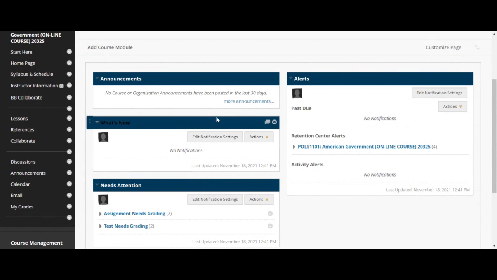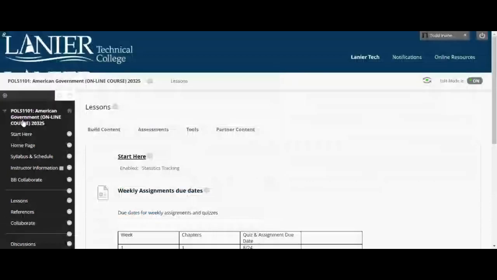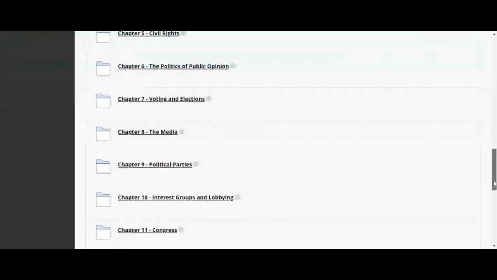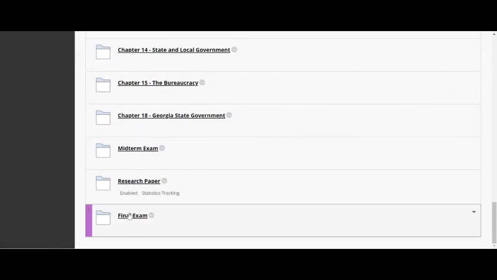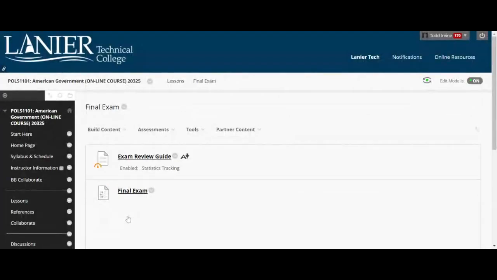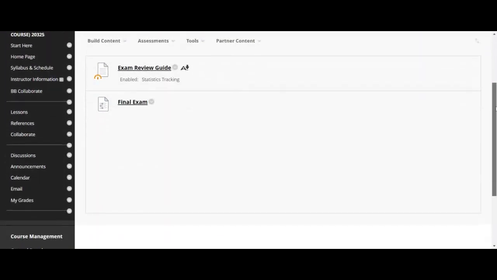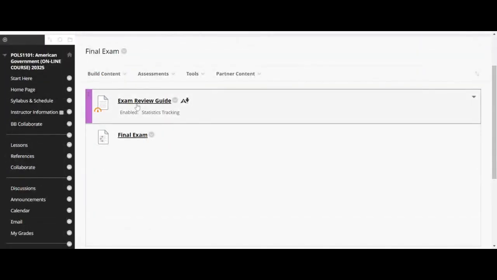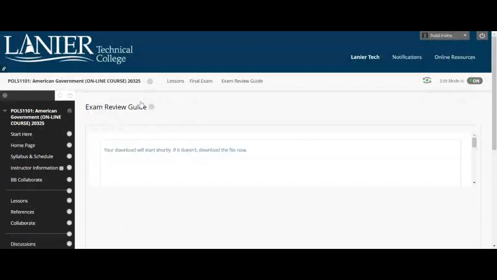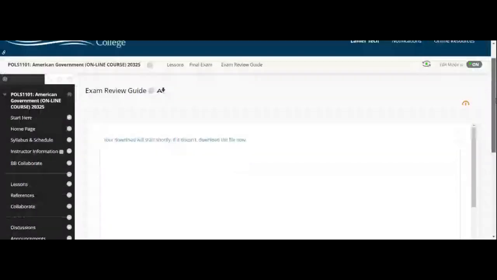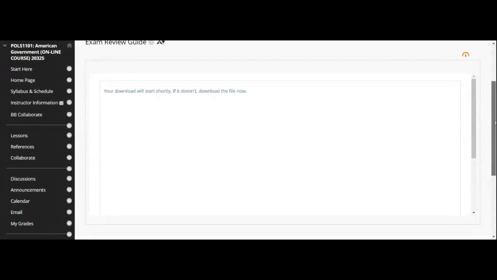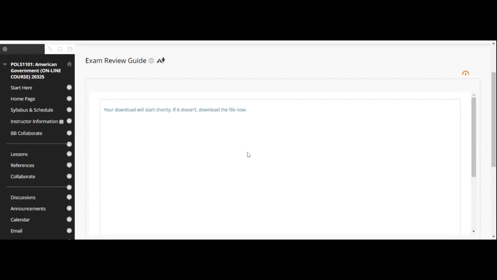This is the home page when you first log in. I'm sure you're familiar with that. So I'm going to scroll down, or actually it's already showing there. I'm going to click on our lessons link, and then I will scroll down to the very bottom, and that folder there is for our final exam. And you will see that we have the exam, and above that we have the exam review guide. That's going to open up in a pop-up, so I'm going to switch over to that, but basically that is all you have to do to navigate towards this.